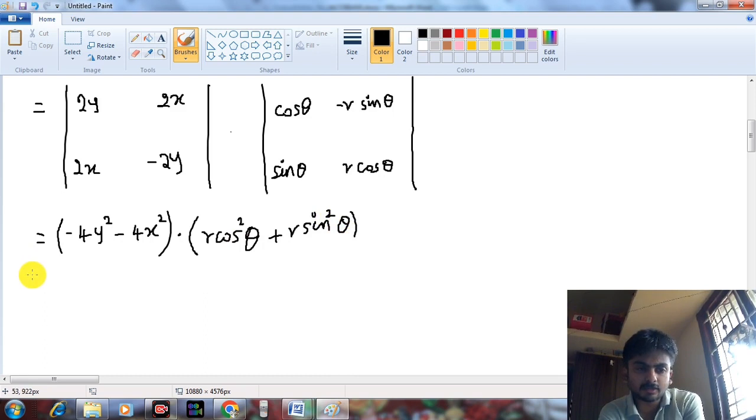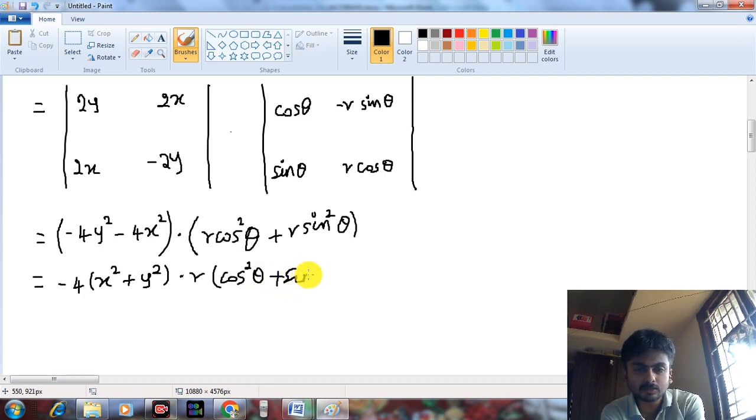Now we can take this minus 4 commonly outside, so we get x square plus y square, into, I can take r outside commonly, and we will get cos square theta plus sin square theta.